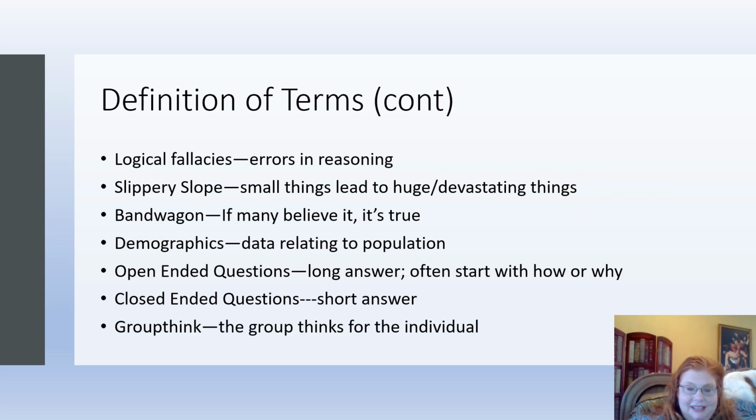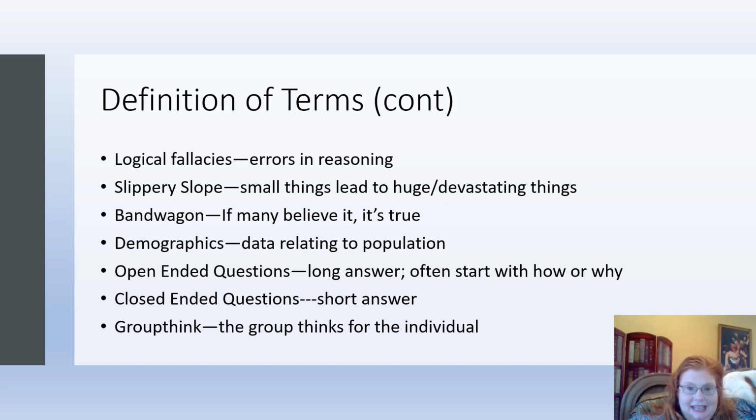Logical fallacies. These are errors in reasoning. A slippery slope and the bandwagon are types of common logical fallacies. Slippery slope, this is where small things often lead to huge or devastating things. That's not always the case, so it's good to remember that. Bandwagon, the idea here is if many people believe it, it's true. Again, not always the case. A lot of times people use the term jumping on the bandwagon or get on the bandwagon. That's kind of where that reference came from.